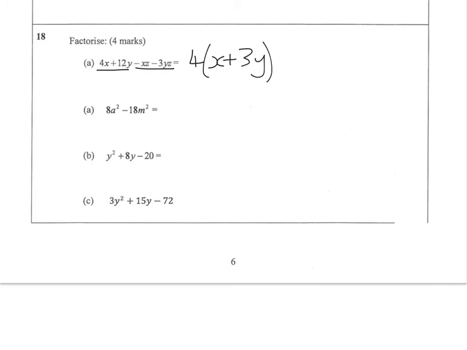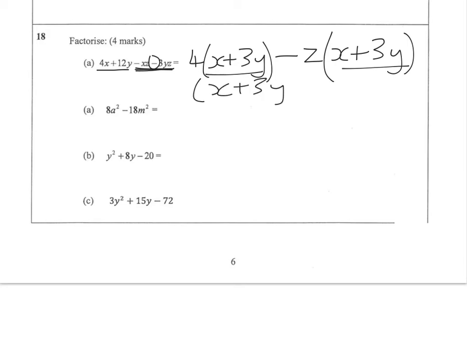Now what's common in this one? Okay, it leads with a negative, so we're going to take that out. And it's got a Z in both. So what's left? X. If you take out the negative here, it's going to end up a positive, and you're left with 3Y. Now you can see that both these are common. So now that is going to come out the front. What's left in the other bracket is 4 minus Z.